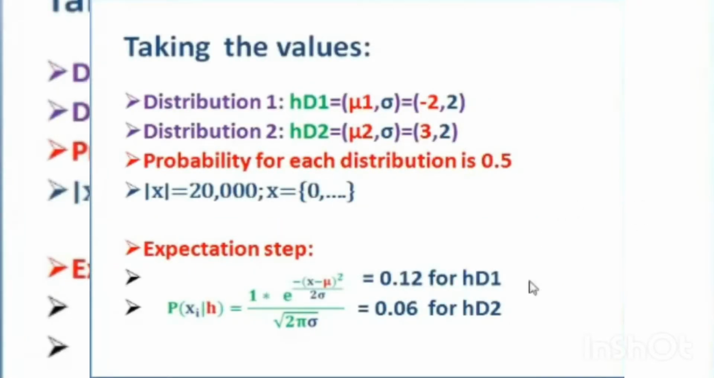So the example is taken as two distributions here. Distribution 1, whose values are -2 and 2. For distribution 2, that is hypothesis 2, okay, so mu2 and sigma 2 here. Sigma is the same value, so it is indicated as sigma. It is not mentioned as sigma 1 and sigma 2. Got it? So 3 and 2.